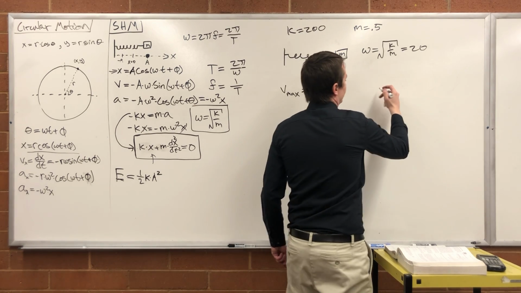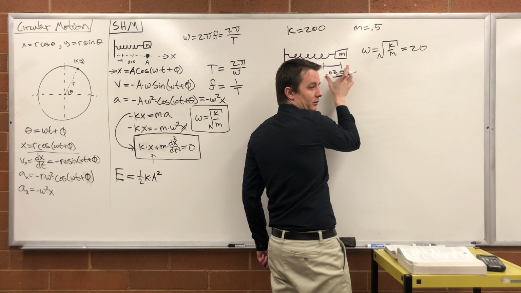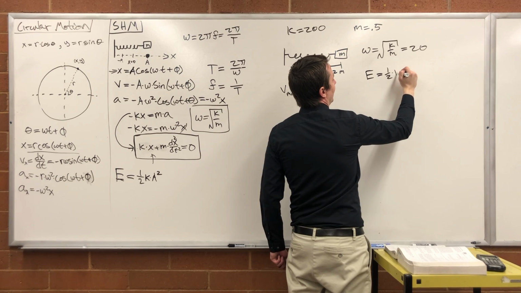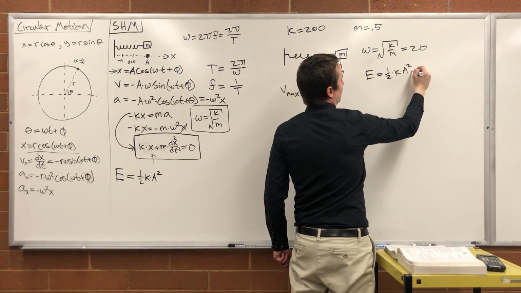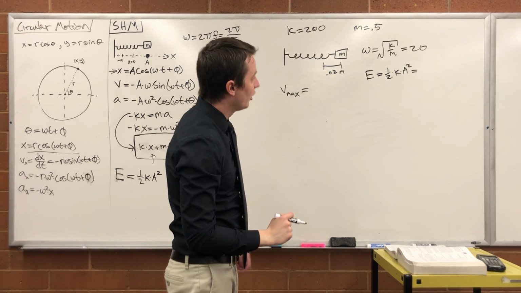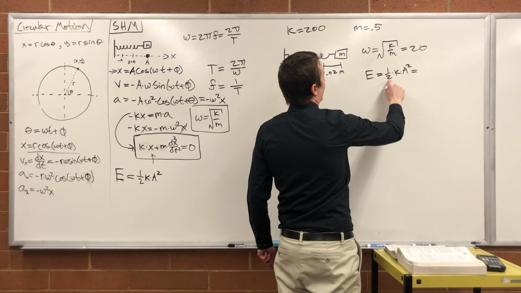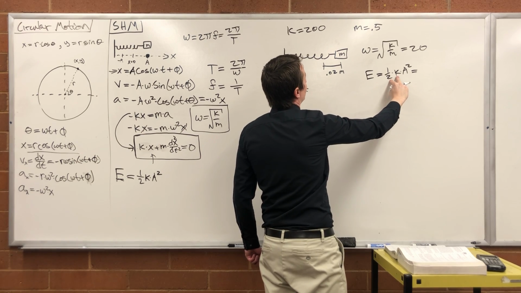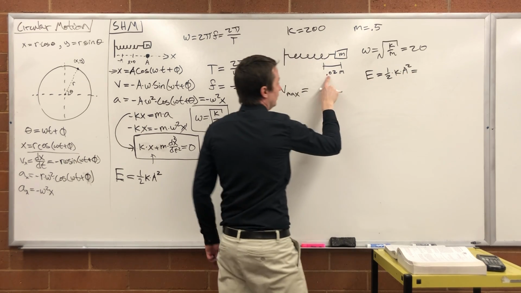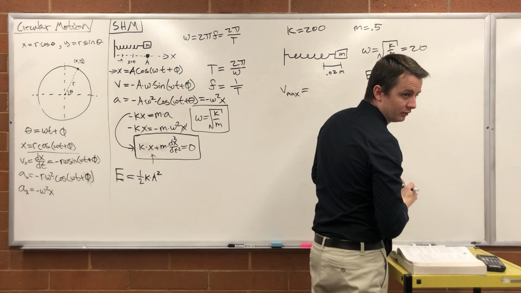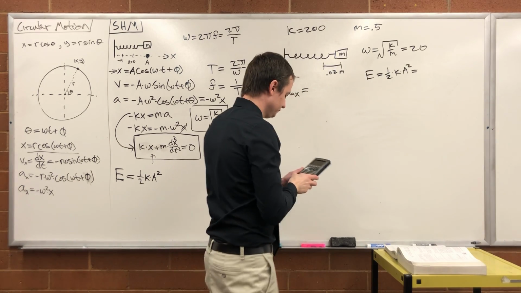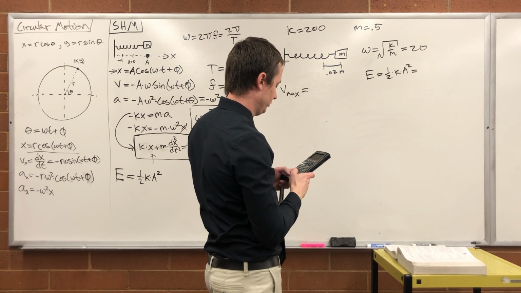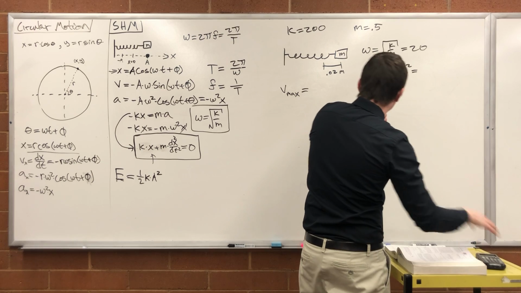So to calculate its max velocity, I know the total energy in the system is what? The total energy in our system is equal to 1/2 times k times A squared, right? Which in our case is going to be 1/2 times 200, so that's going to be 100 times A squared. A is 0.02, that's our amplitude, right? So we have 0.02 squared times 100, which is 0.04 joules.